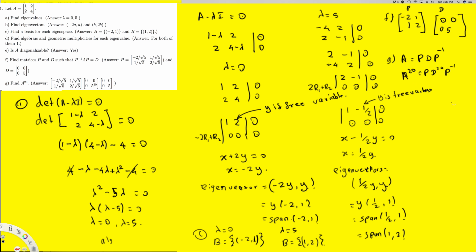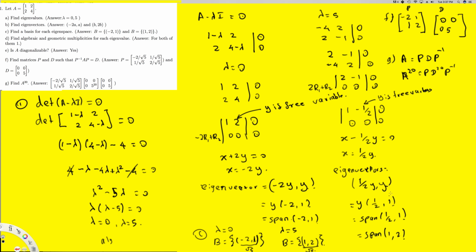To make this calculation easier, one more thing we can do is make this basis into an orthonormal basis. This is already orthogonal, but to make it orthonormal, we have to divide each vector by its magnitude. In this case, for lambda equal to 0, the magnitude is the square root of minus 2 squared, which is 4, plus 1 squared, so root 5. If you divide everything by root 5, you will get an orthonormal basis.